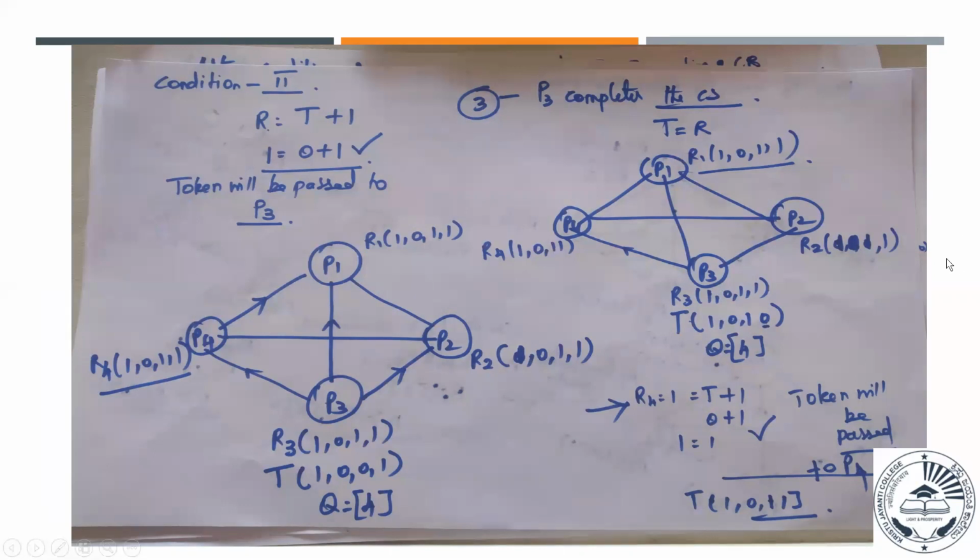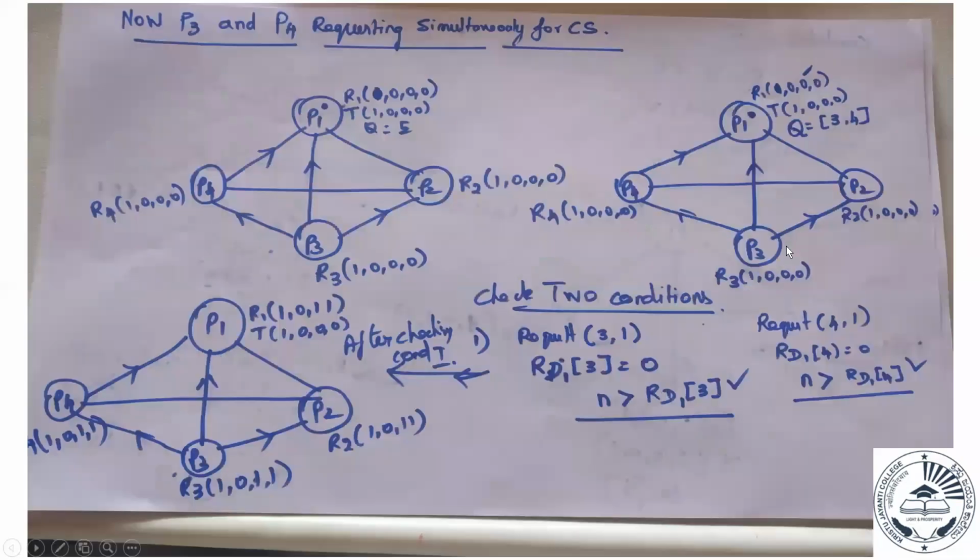Right. So now let us think in another way. Say for example, while P1 is completing its critical section, now P3 and P4 are requesting simultaneously for the critical section. You can see the diagram, the same thing. Here it is going to be 1 0 0 0, T 1 0 0 0. That is the initial stage. The token is with P1. So P2 same, P3 same.